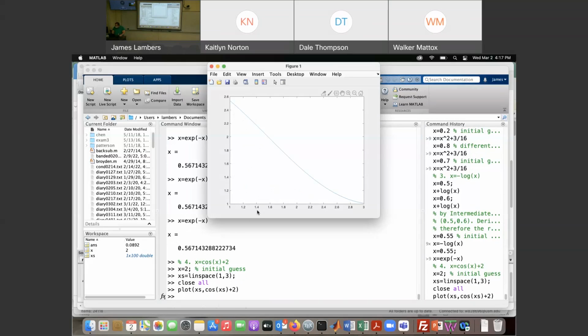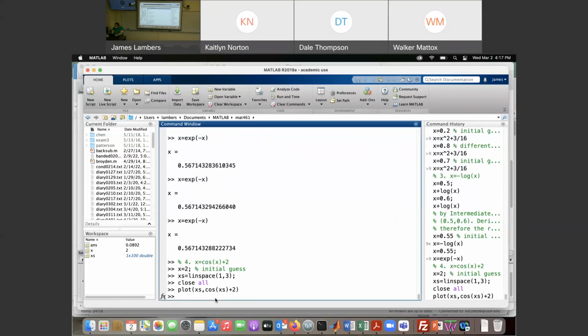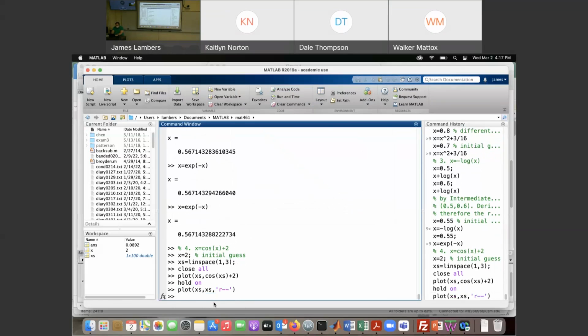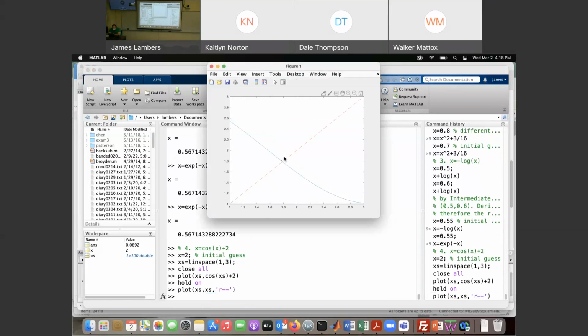And to show you where the solution lies, I'll also plot the function y equals x using a red dashed line. So this is g of x, this is x, so where they meet, that's where the solution is. And it looks like it's pretty close to 1.8 is where the solution lies. Okay, so we want to try to use fixed point iteration to find that.